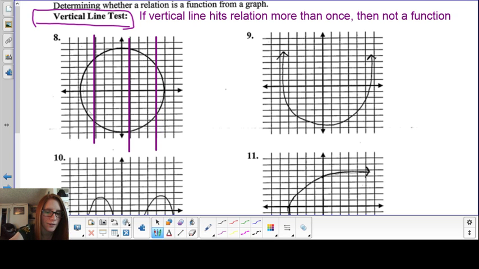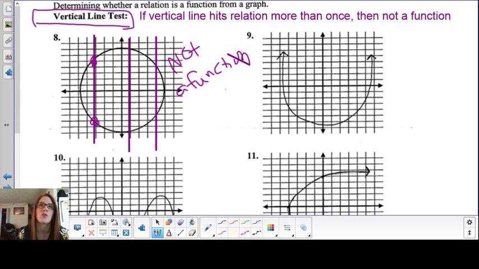Notice for this first example, this first line, it hits here and here. So I instantly know it's not a function. Why? Because it hit in 2 spots. Same idea on the second line I decided to draw. Again, it doesn't matter where you draw your line. As long as it hits more than once, at least once, then it's not a function.